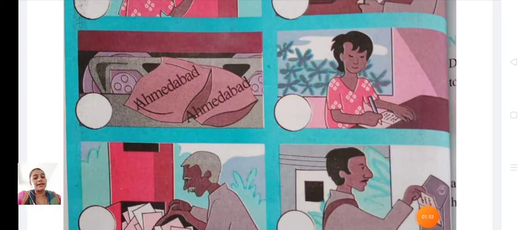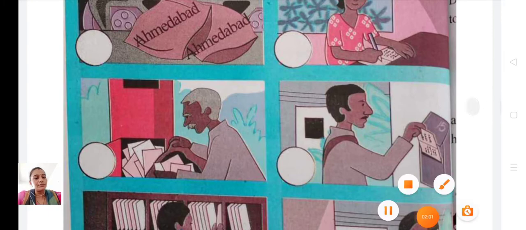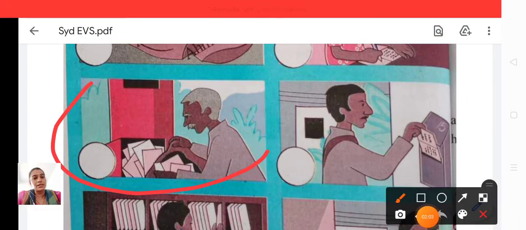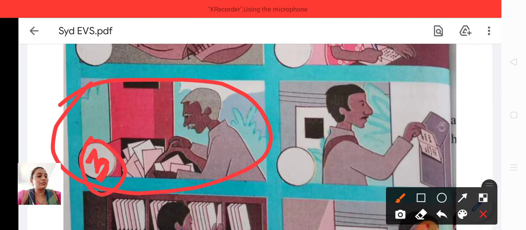After putting a letter in a letter box, postman comes and takes that letters from that letter box. So you can see here, students, in this picture, you can see the old man is taking letters from letter box. Postman is the one who is taking letter from letter box. You can see. So this is our third number picture. We are going to put here number 3.